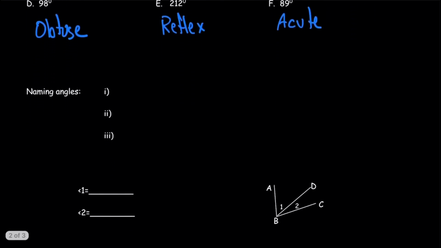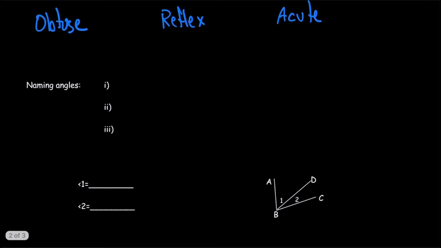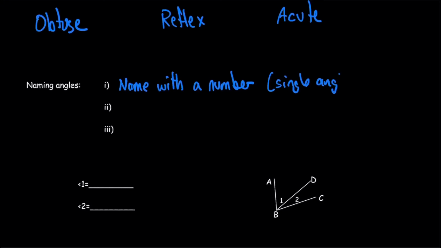Okay, the second part of today's lesson is going to be naming angles. And we have 3 basic ways we can do that. We can name an angle with a number. Now, you can only do that if there's a single angle in the diagram. And we'll explain in a second when you can't name it with just a number.